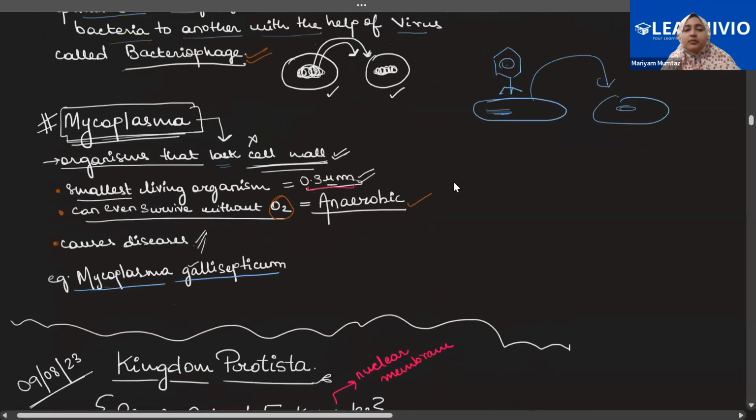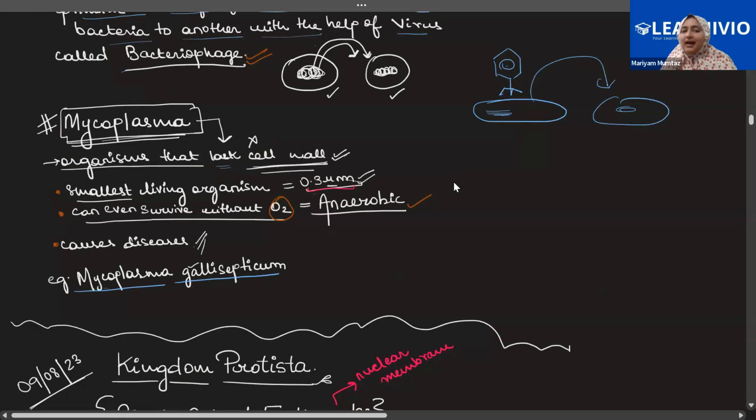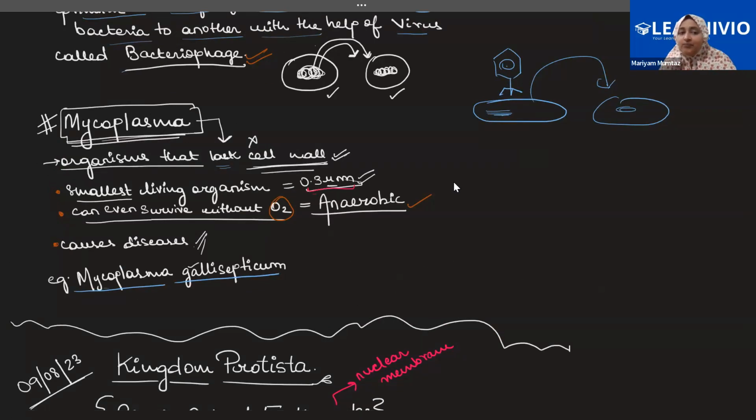Now talking about mycoplasma. Now they are mad. They are literally mad. They do not have any cell wall present. They are the tiniest organism in the world. They're the smallest living organism. Their size is just 0.3 micrometers. They can survive even without oxygen, so they are anaerobic and they cause multiple diseases.